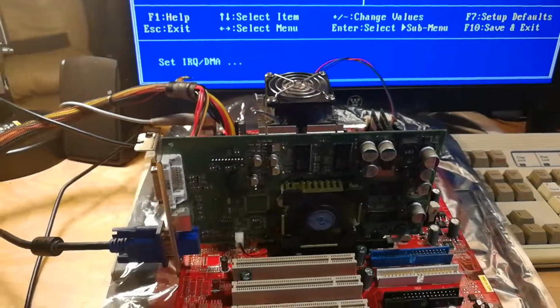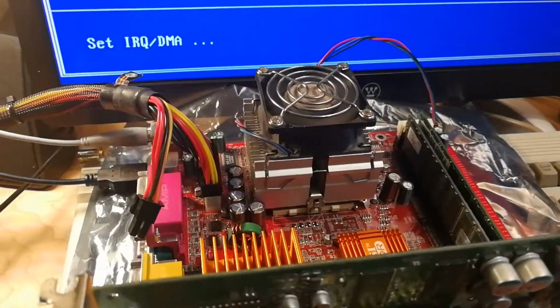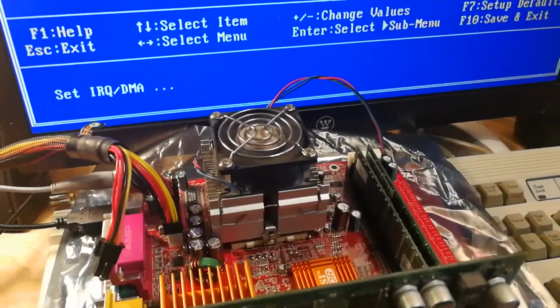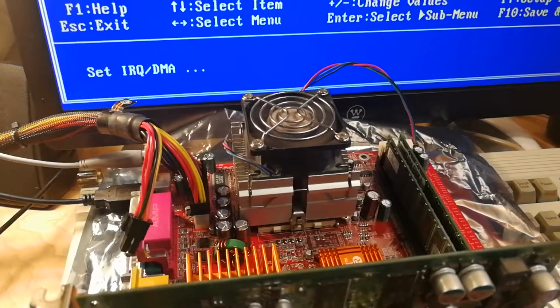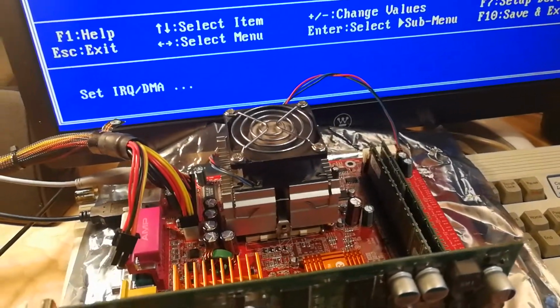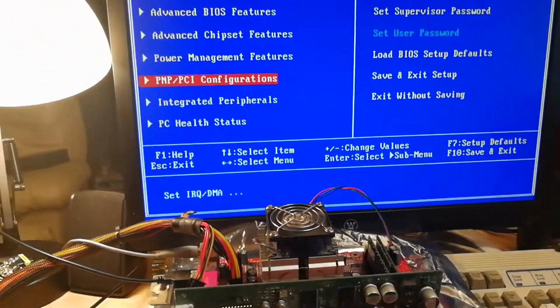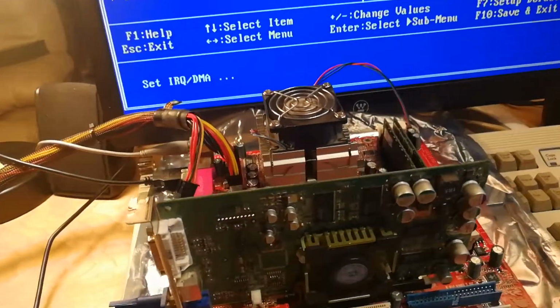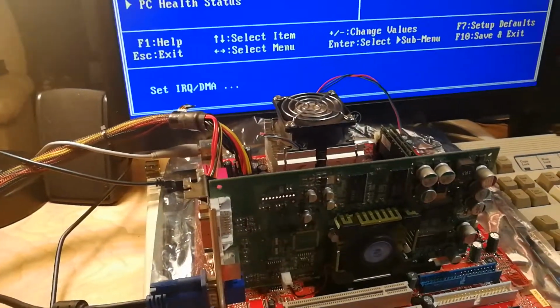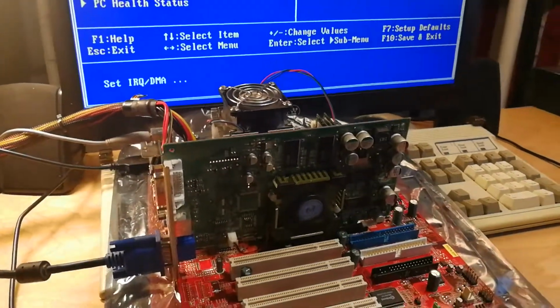This is a fan heat sink combo that I originally bought probably 18 years ago, 17 years ago. So I'm just amazed at how loud it was. I can't believe I had that in the computer. I hope I didn't have that in the computer that loud.